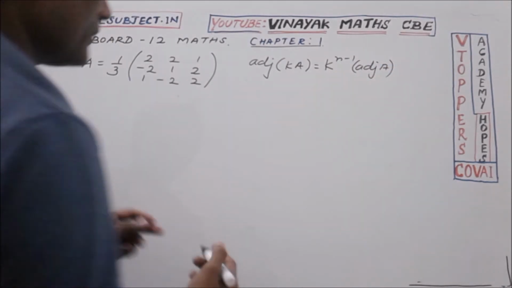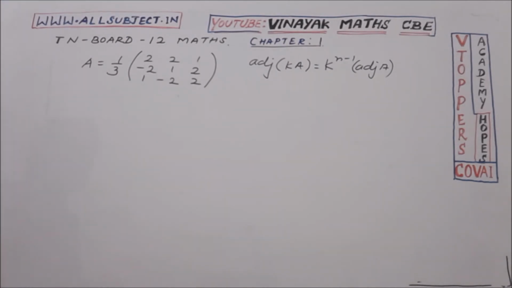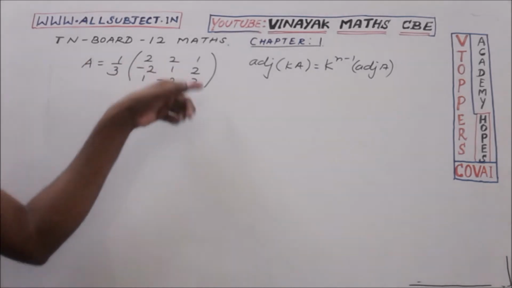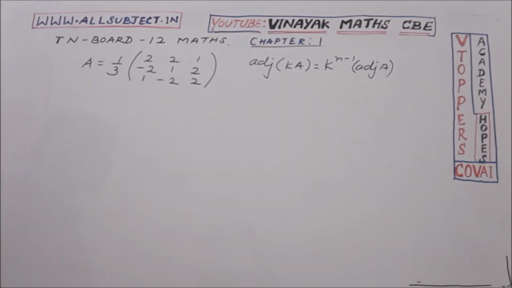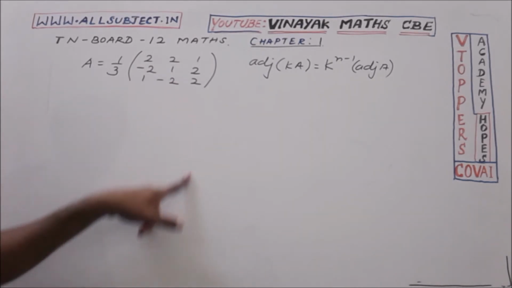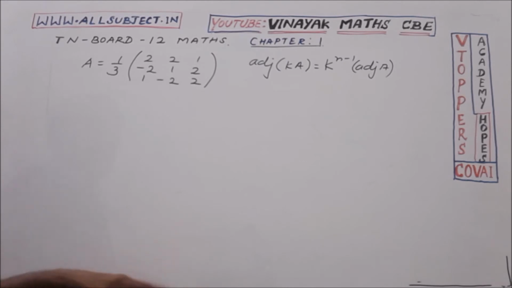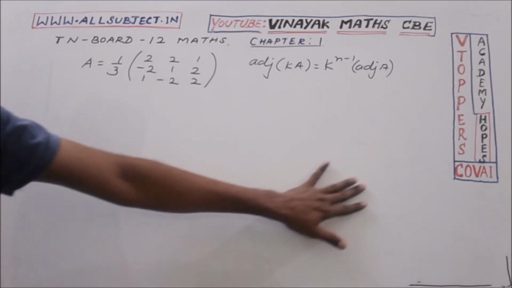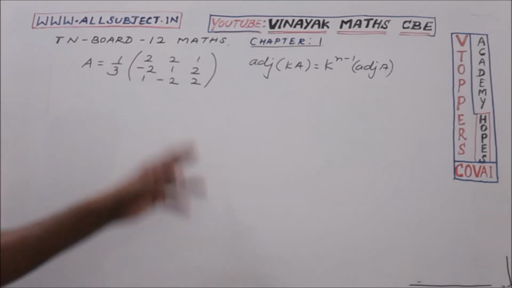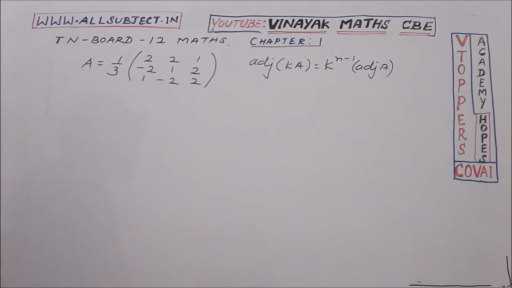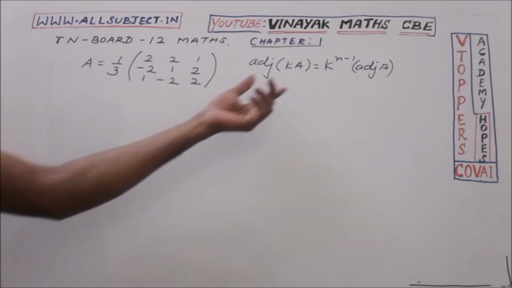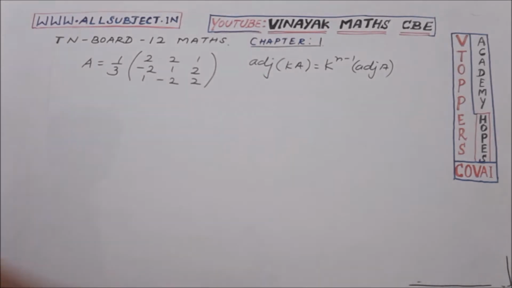K to the power n minus 1 into adjoint of A. This is one of the properties of the matrix. You can apply it here and go easily, or you multiply 1 by 3 to all the entries, then calculate by the method of calculating adjoint of A. We have seen this in the second subdivision. Choose any of the methods, it's not a problem, either the first method or the alternate method. Both ways you will get the correct answer. Now applying this formula, it will be easy to complete.